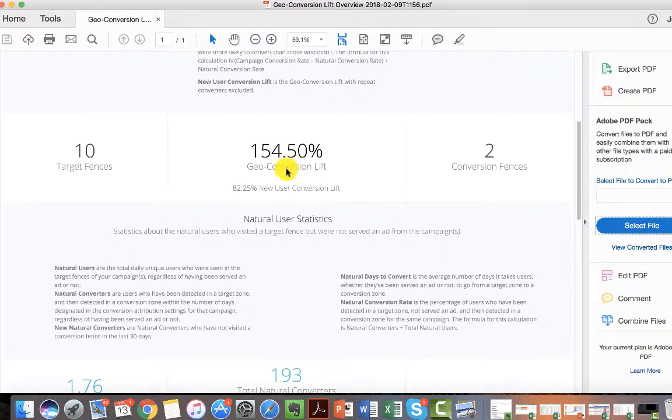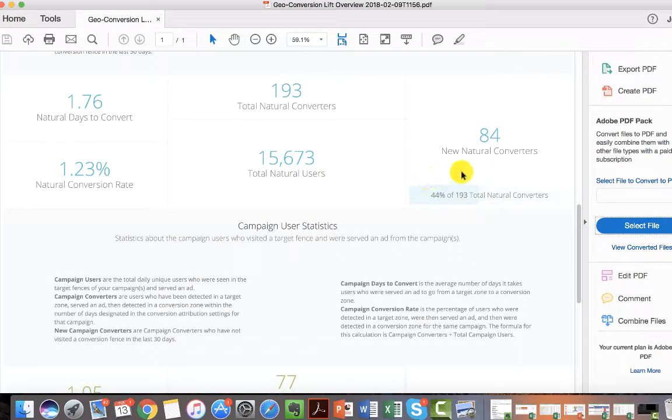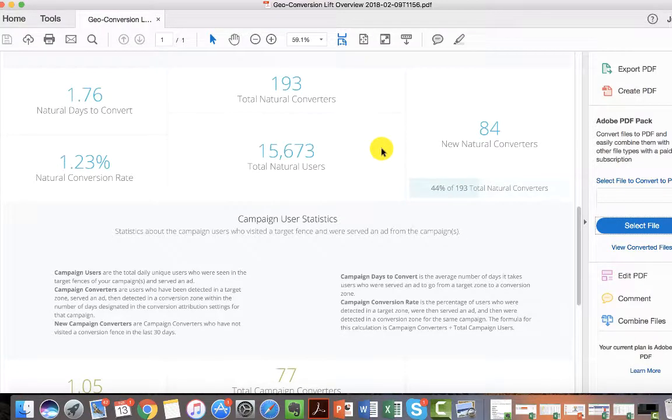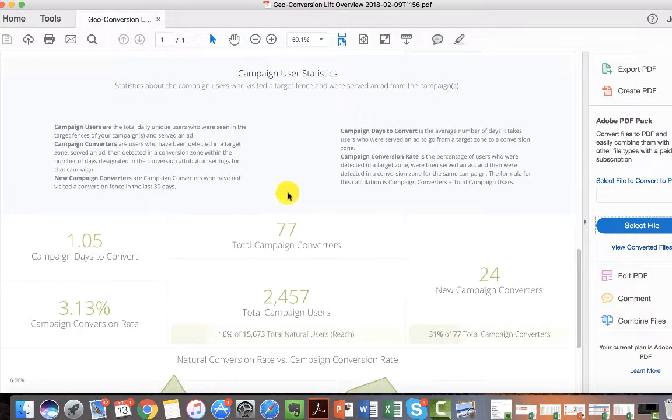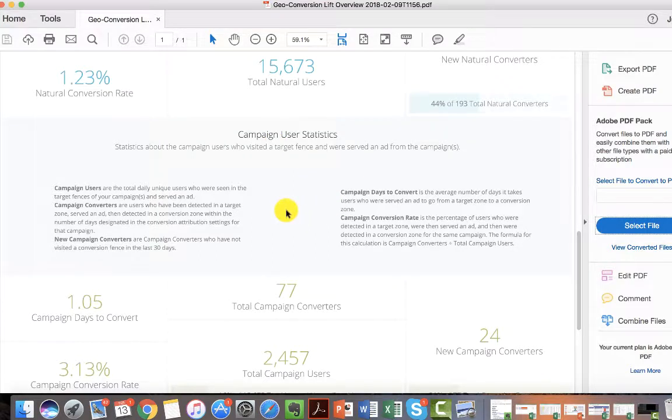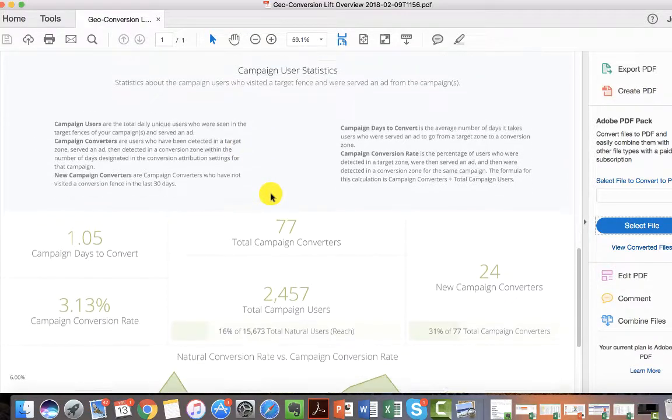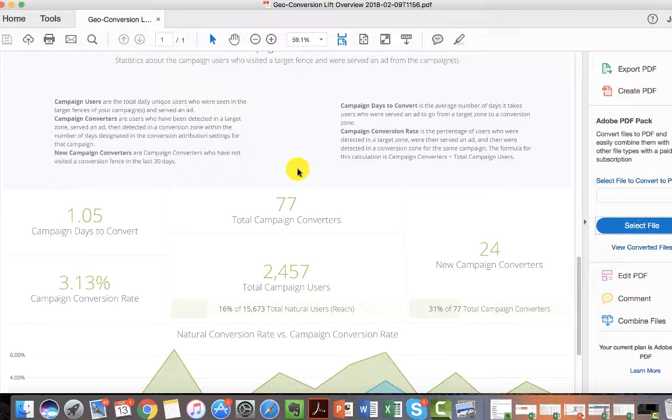154% Geo Conversion Lift of both new converters and people that have been there multiple times. And then this number tells us the new natural conversion lift, meaning the natural conversion of new people that have been back to that client's location in terms of that natural foot traffic compared to that campaign foot traffic. And what's really nice about our reports is that it does provide some additional insights, like it does actually give you some definitions. So I know this is kind of new, so it's nice to understand this a little bit better. But there's some really, really good insights here.